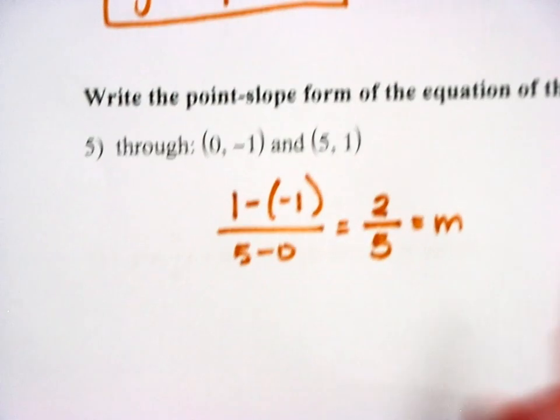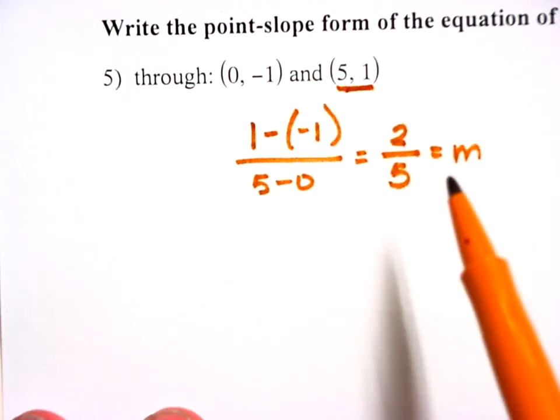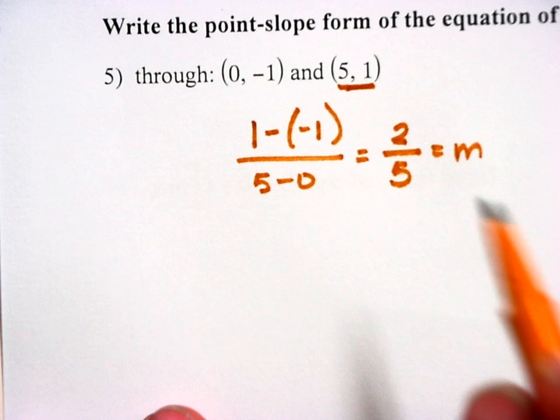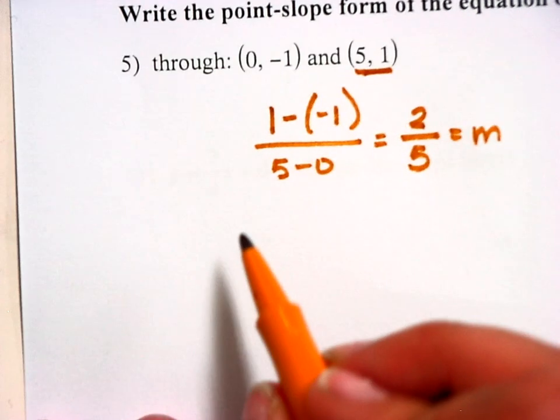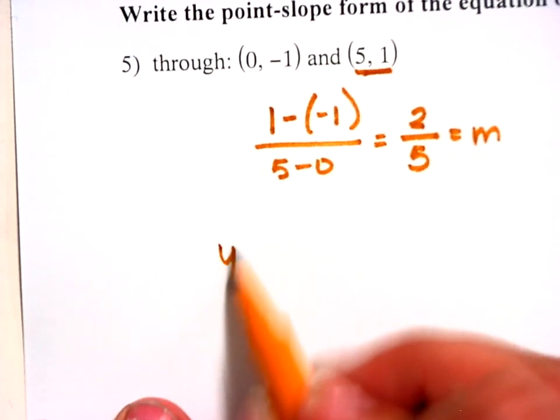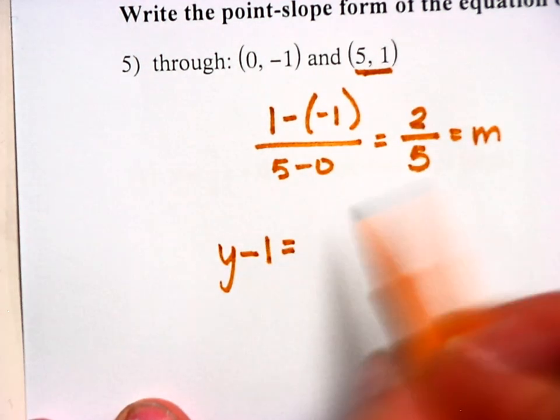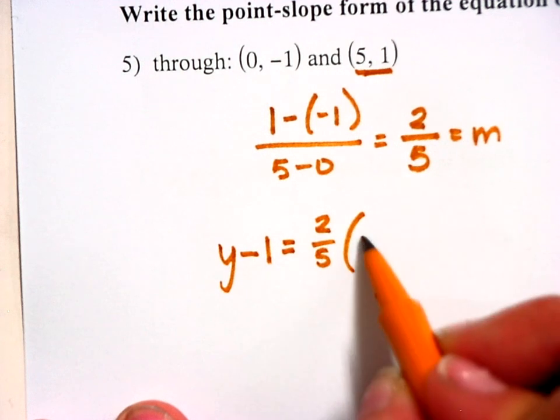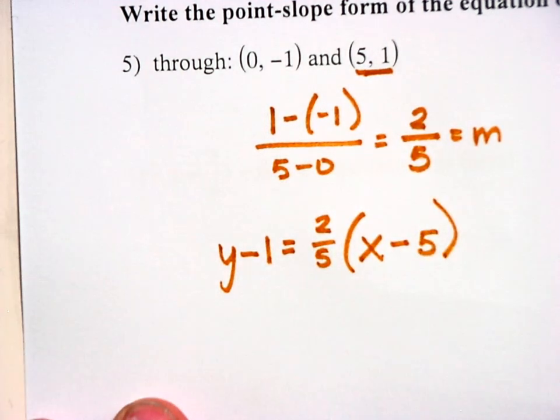Now we're ready to write in point slope. Now I'm going to choose the point without a 0, just because I like to have numbers for both my x and y values, but you could pick either of these points. So I'm going to go ahead and start writing point slope. Y minus the y value, that's 1, equals slope, 2/5, times x minus the x value. Just like that. And that's it, you're done.